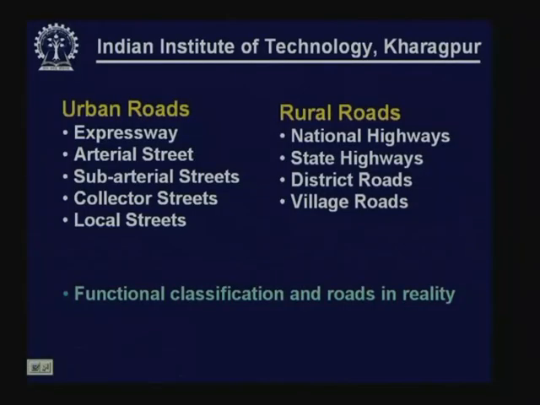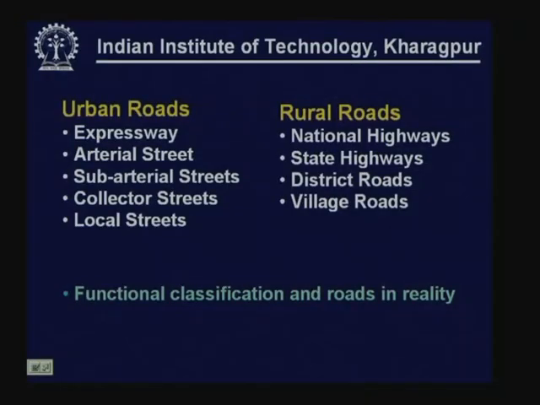So these are normally narrow roads. We do not expect very high speed. So in most of the cases parking is also allowed. Local streets collect traffic, and finally this traffic merges at collector streets. So they are called collector streets. They are collecting traffic from the local streets and then giving a way to the traffic to go to a further higher category of road, sub-arterial street and arterial street.